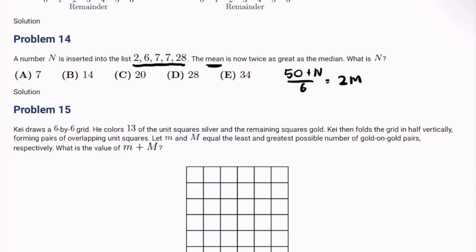What we can do now is start plugging in numbers. Let's start from E. So this is going to be 84 over 6 is equal to 2 times m, which is the median. Okay, and 84 divided by 6 is just equal to 24. And right now, if we add 34 to the end, the median will be 7 and 7, which is 7, so this doesn't work. Hold on, 84 divided by 6 is actually 14. So 14 is equal to 2 times m. And in fact, m is 7, so this does work. So the answer is E, 34.